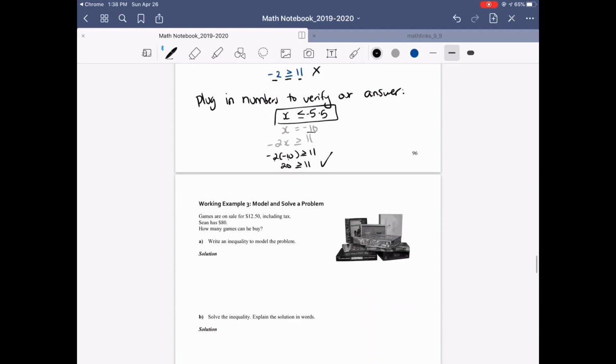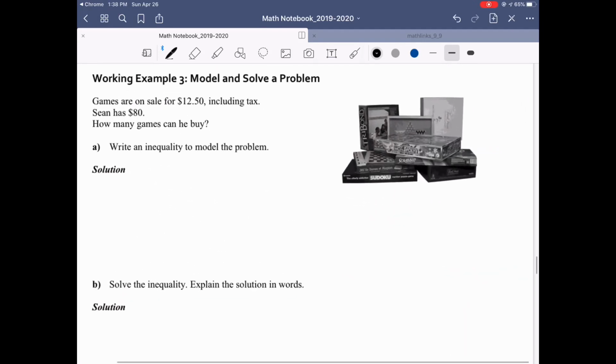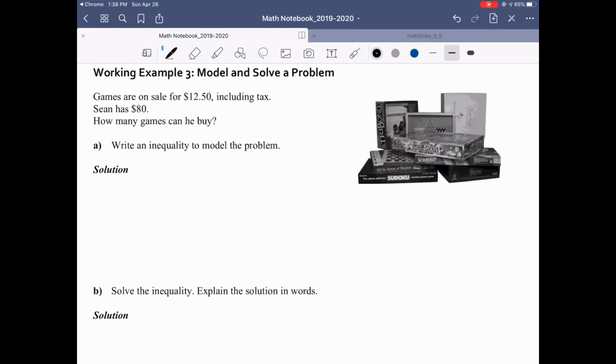Okay, working example 3 is about modeling and solving a problem. So this is now using inequalities for word problems. It says games are on sale for $12.50 including tax, so you don't have to worry about adding your 7% tax. And then it says Sean has $80. How many games can he buy?